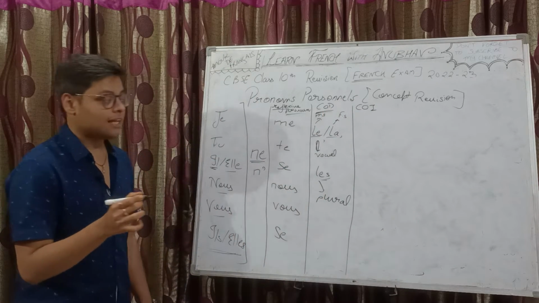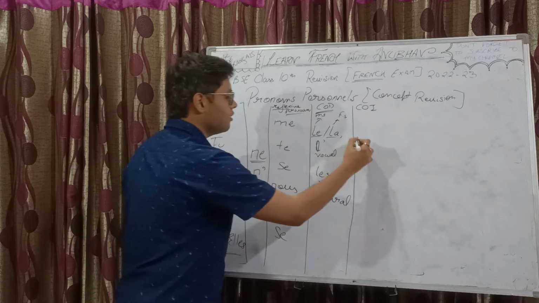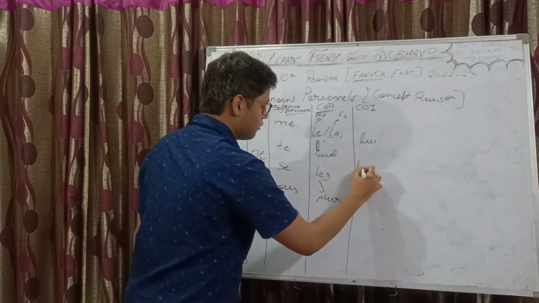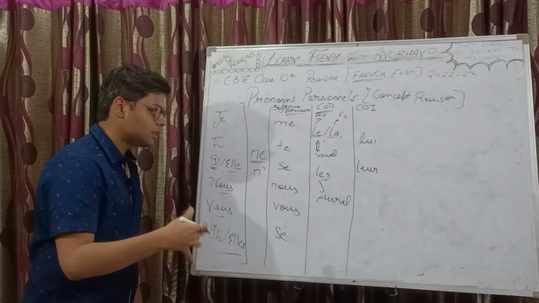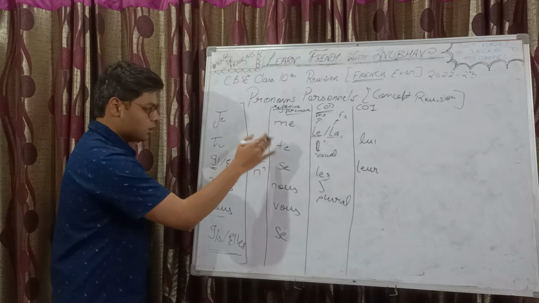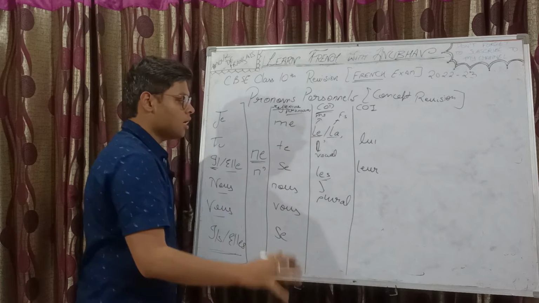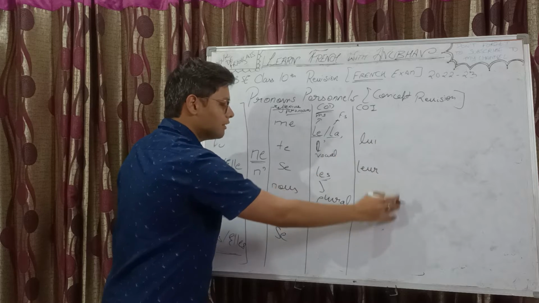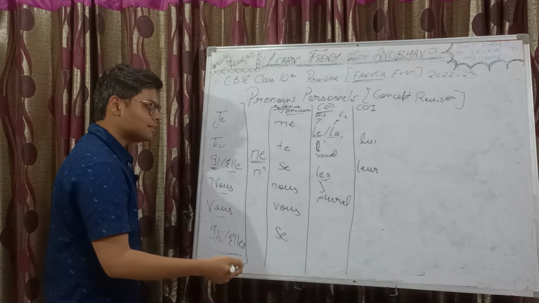Complément d'objet indirect pronoun: you have two options to choose from here, lui and leur. Also, in some websites and in some books, you will see that me, te, nous and vous are written under COD and COI as well. It's just that I was taught in this manner, and this way it's easier to memorize, right?